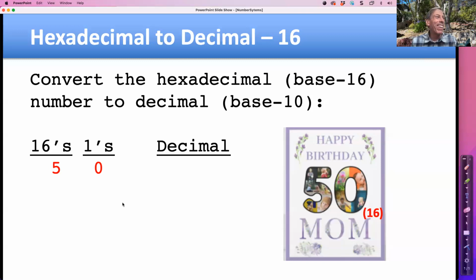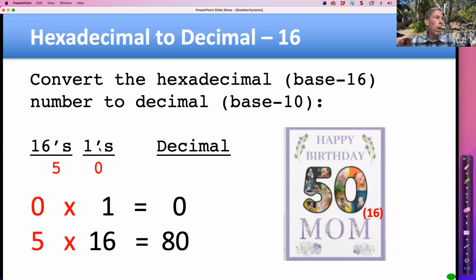All right, so what are we doing? I said, Mom, this is base 16. Okay, what does that mean? What this means is this. 0 ones. How many ones? 0 ones, so that's 0. The 5 is how many 16s? So 5 times 16 is 80. Yes, this was my mom's 80th birthday. Okay, so I told her, Mom, you don't have to get older. You just have to change number systems.